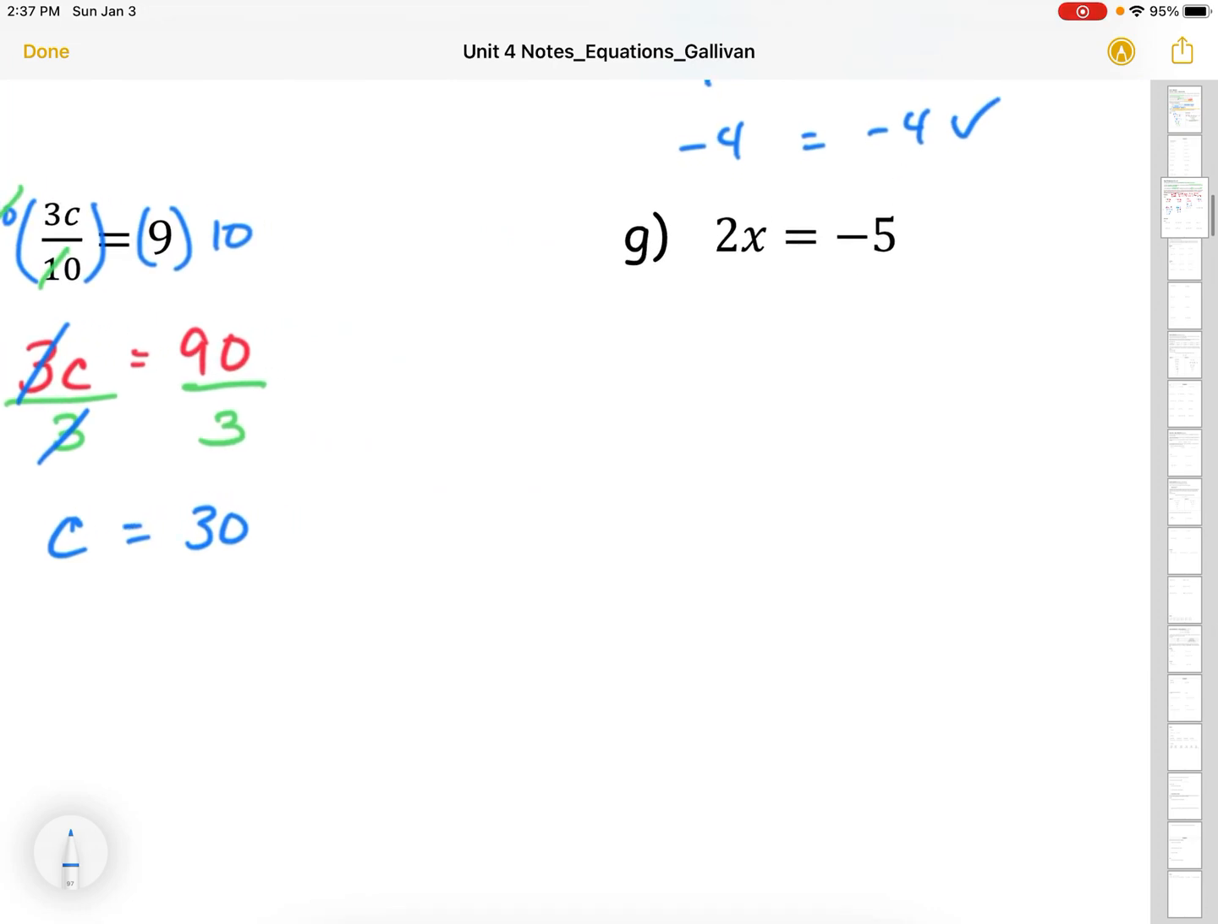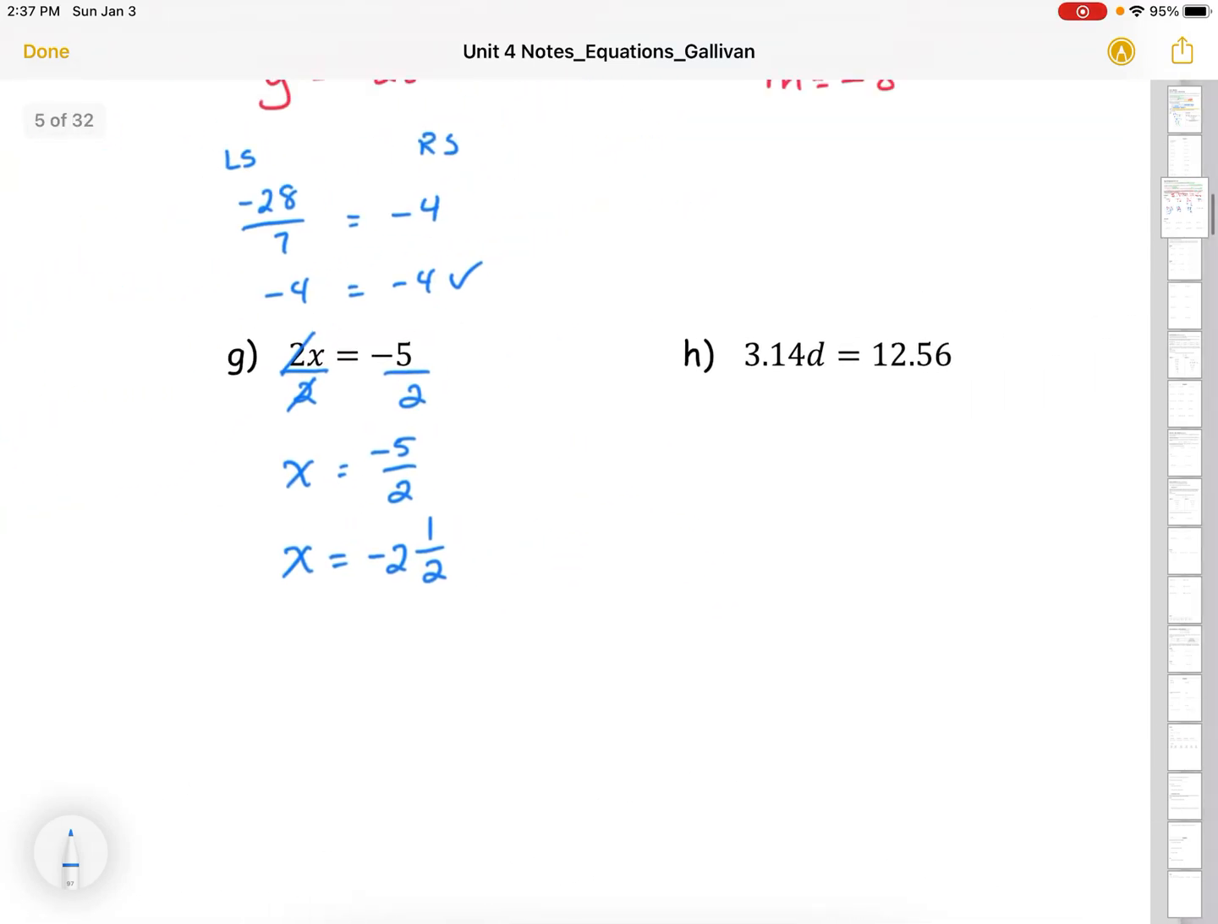Okay? Here, 2x equals -5. I divide both sides by 2. The 2 cancels out, and I get x is equal to -5 over 2. I don't like the improper fraction, so 2 goes into 5 two times with one left over, so it'll be -2 and 1/2.